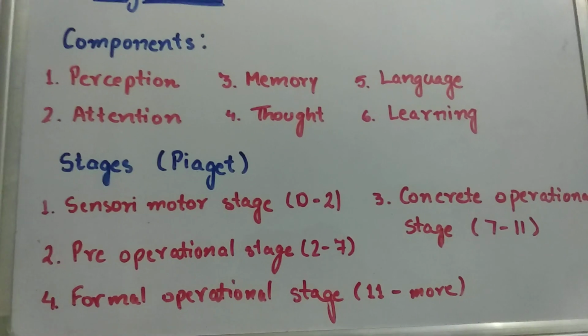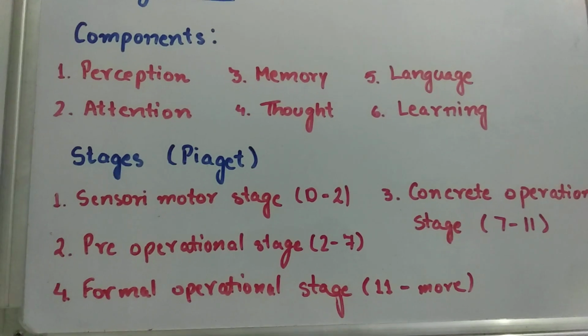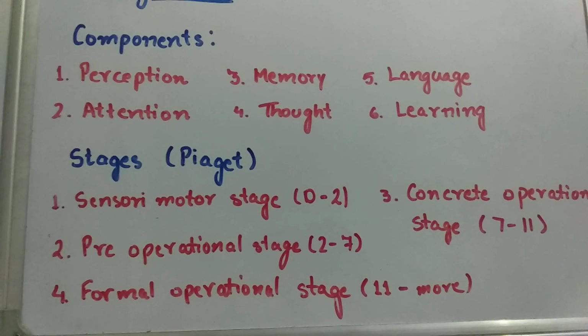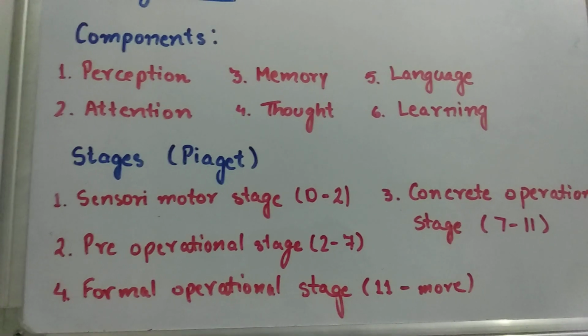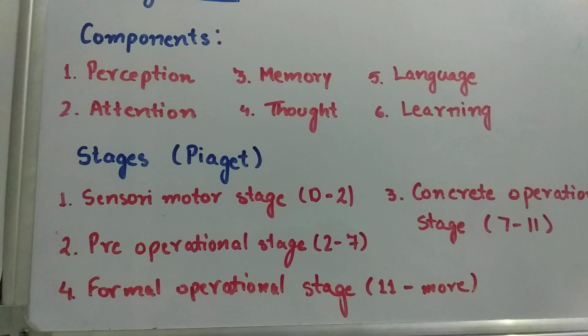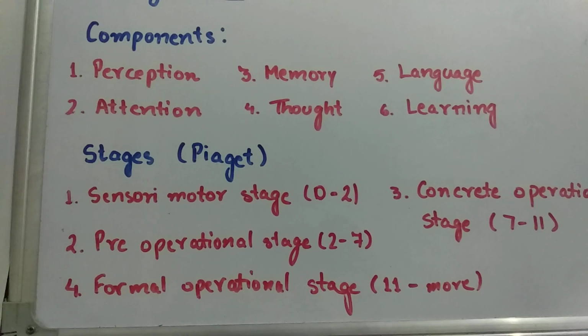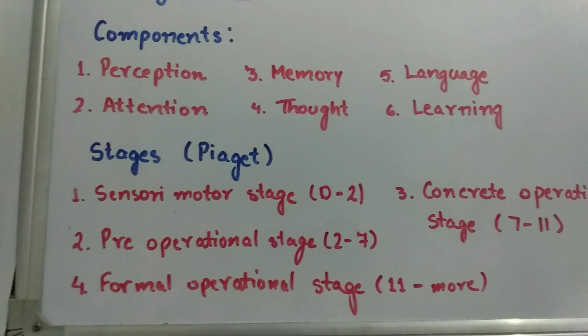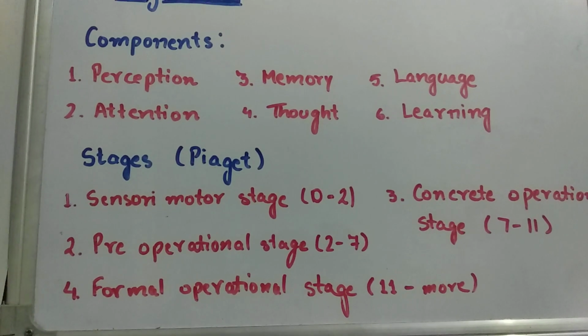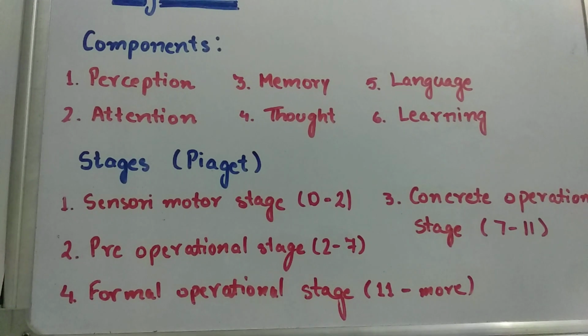First is sensory motor stage that starts from the birth to about 2 years. During this stage, children learn about the world through their senses and the manipulation of objects. In this period, intelligence is demonstrated through motor activity without the use of symbols. Next is pre-operational, that is from 2 to 7 years.